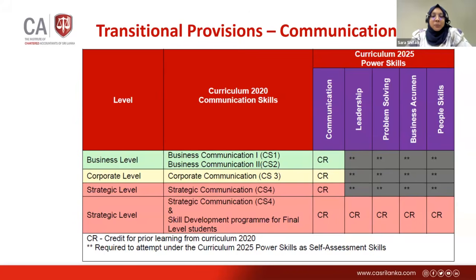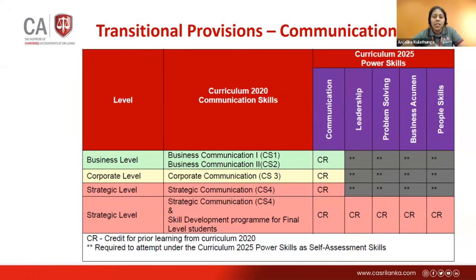So could you please explain this clearly to our students, Ms. Angelika? What exemptions or transitional recognition are available for students who have completed CS and IT modules under the previous curriculum 2020? And more specifically, what should such students understand about their position in relation to the capstone under the new curriculum?